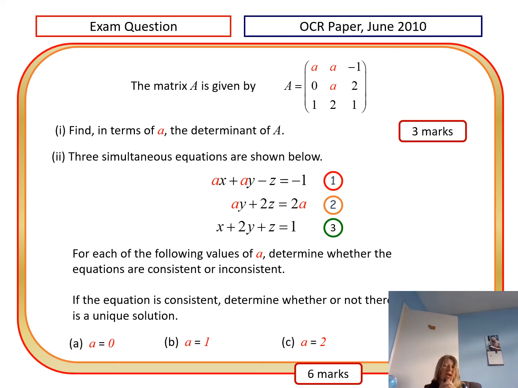It gives you 3 equations for each of the following values of a. Determine whether the equations are consistent or inconsistent. If the equations are consistent, determine whether or not there is a unique solution. So that's not too strenuous because you have to put the values in for a, and then it's easier to do, isn't it? So you can use your calculator. Okay, pause the video, off you go. 9 marks there.